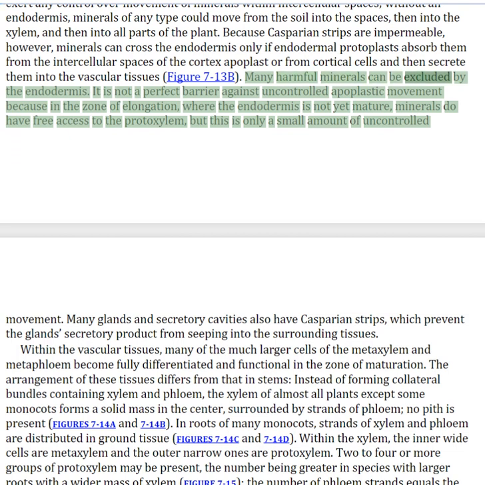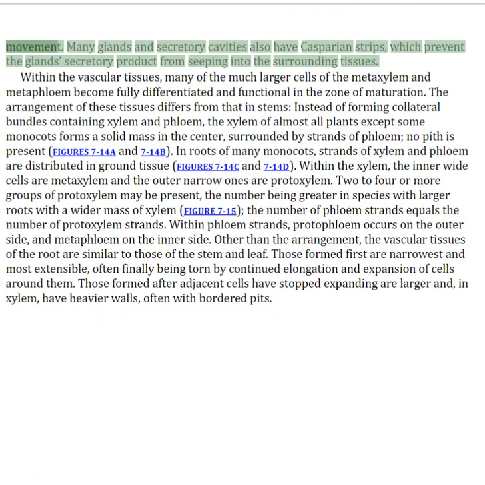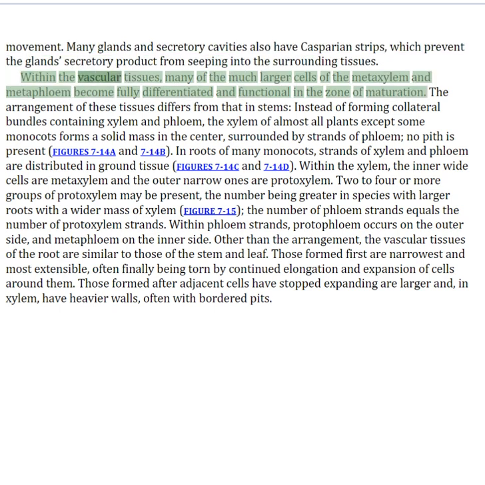Many harmful minerals can be excluded by the endodermis. It is not a perfect barrier against uncontrolled apoplastic movement because in the zone of elongation, where the endodermis is not yet mature, minerals do have free access to the protoxylem, but this is only a small amount of uncontrolled movement. Many glands and secretory cavities also have Casparian strips, which prevent the gland's secretory product from seeping into the surrounding tissues. Within the vascular tissues, many of the much larger cells of the metaxylem and metaphloem become fully differentiated and functional in the zone of maturation.